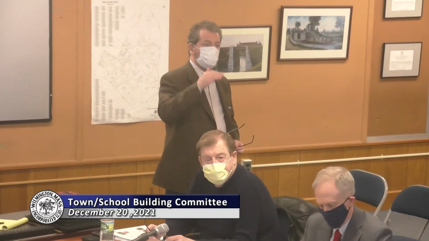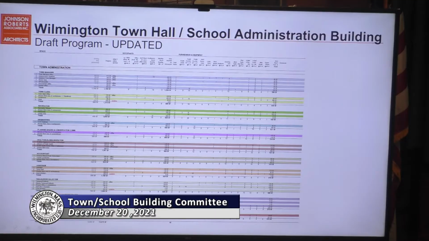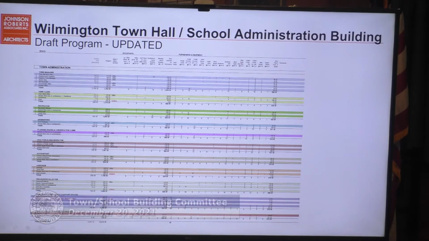So I'm going to touch on programming first. I've given you all a copy of this program. I don't expect you to be able to read what's on the screen, but I wanted to show you that we have tried to break down all the different departments. Town administration is up at the top, so the town offices are first, and then there's a section of blue, the town manager's office, and then there's green. And these colors we try to carry over into the plan diagrams as well.